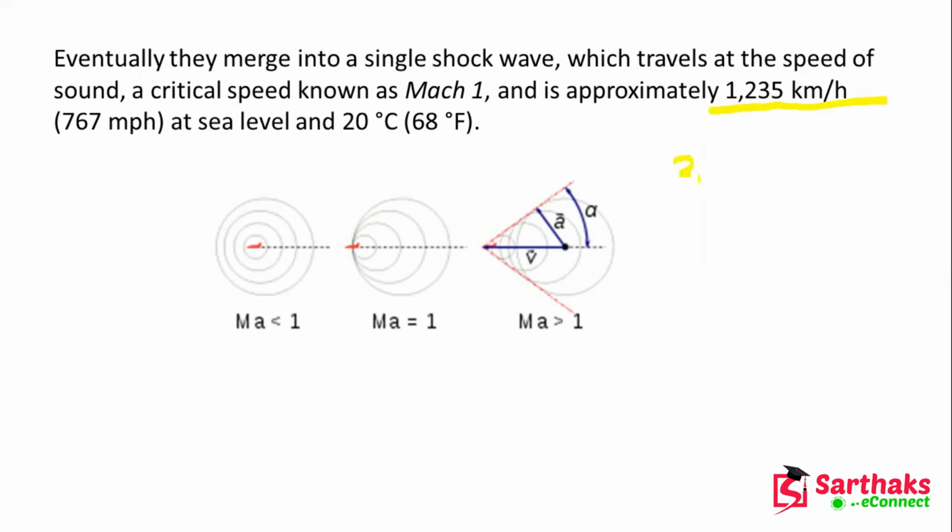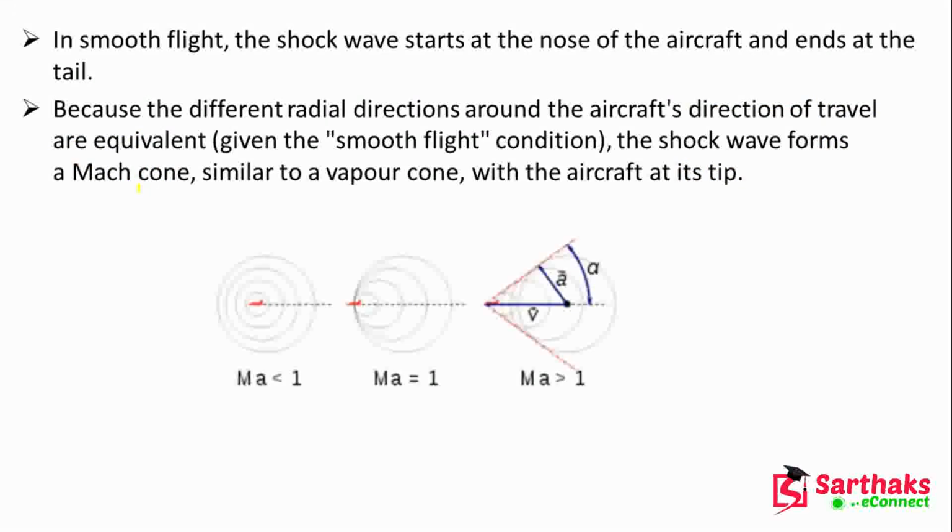In the case of air, we have only 330 meters per second. But here now, the speed of sound becomes 1235 km per hour. That means 767 miles per hour at sea level and 20 degrees centigrade. So this is called Mach 1. This critical speed is called Mach 1.